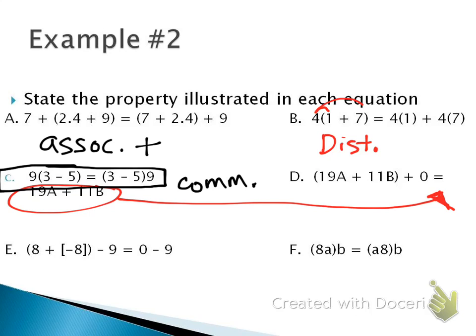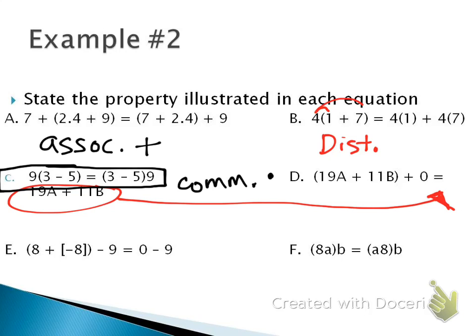And this is multiplication, so you can put a dot or parentheses or a times sign. It does involve subtraction inside the parentheses, but as far as what's going front and back, it's changing the multiplication order. So it is commutative, and it's multiplication.